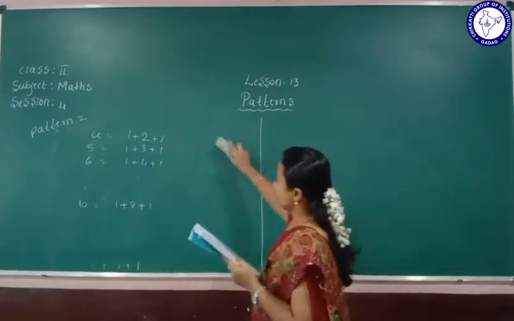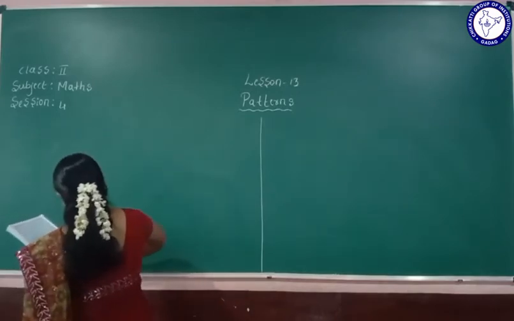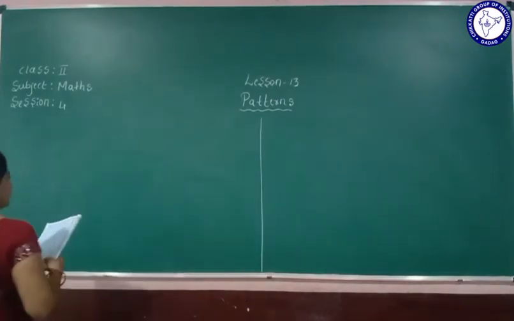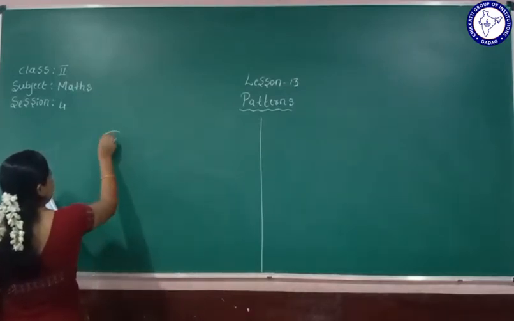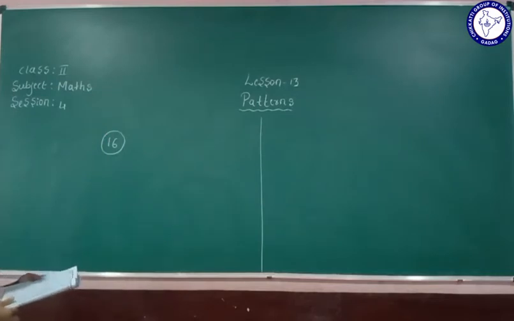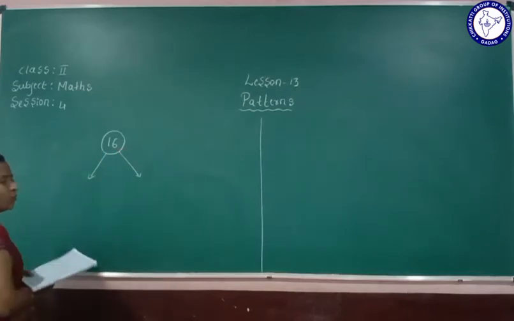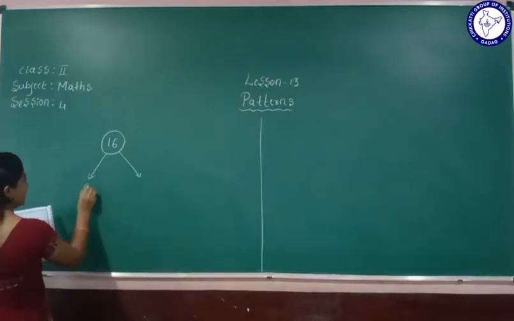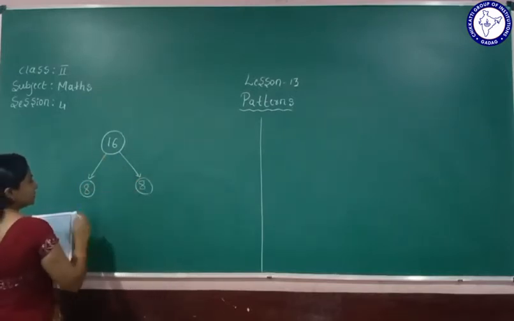Yes, so here see. Here the number 16 is given. 16 is one of the numbers. How will we split this 16? First we will split into equal amounts. Equal amount means 8 plus 8. 8 plus 8 is 16. So this 16 we split into 8 plus 8.